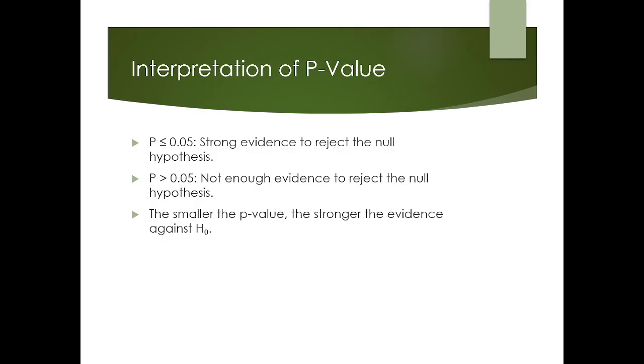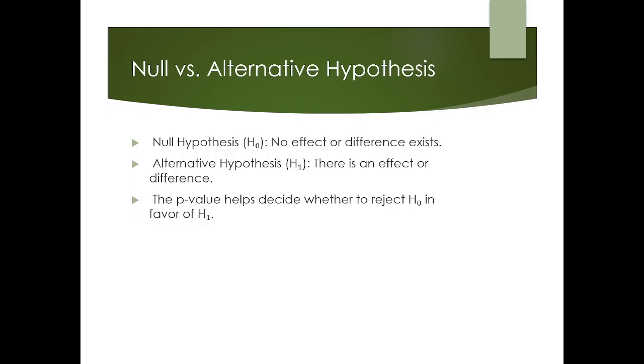But in the case where our p-value is greater than 0.05, we will say there is not enough evidence to reject the null hypothesis, hence we would accept the null hypothesis. So what this generally translates to is that the smaller the p-value, the stronger the evidence against H0, that is, the null hypothesis, so we will reject our null hypothesis.